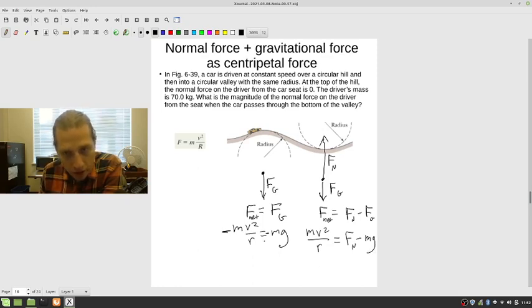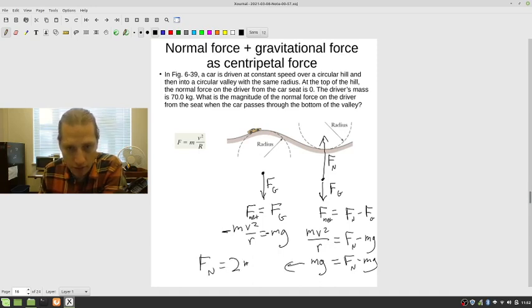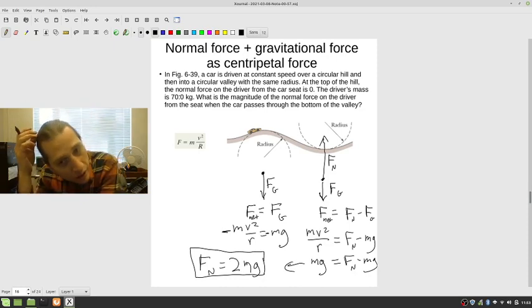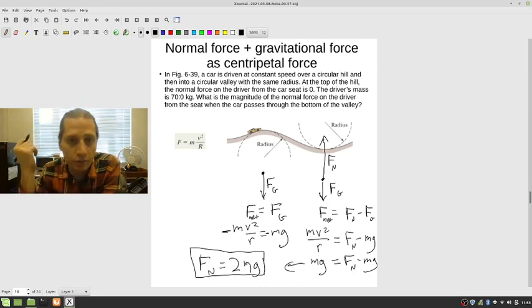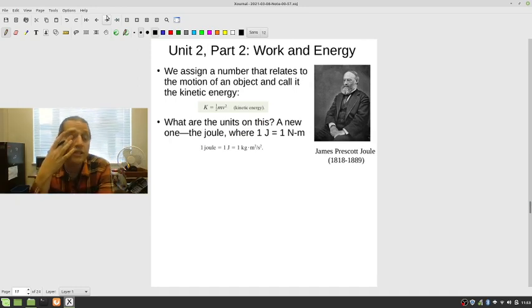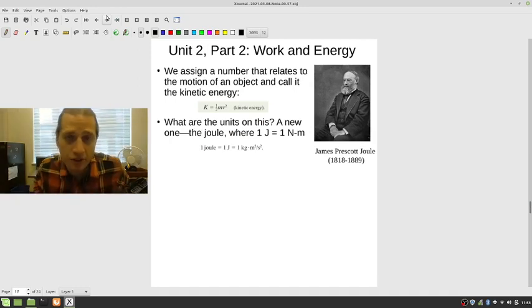Okay, so then for my mv squared over r, I can put in mg. And I get that my normal force in this case is 2 times m times g. Since I know the mass of the person is 70 kilograms, and g is 9.8 newtons per kilogram, I can just multiply those two together, take it times 2, and I'm done. Okay, so that's the first approximately two-thirds of Unit 2.